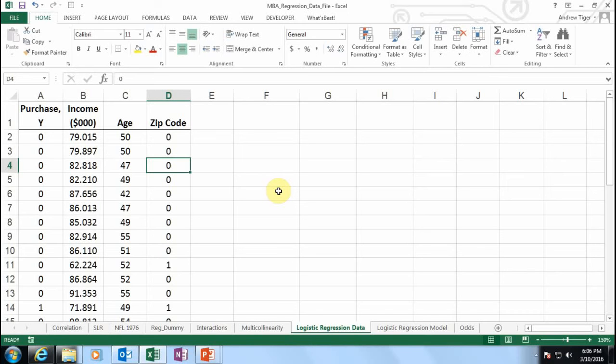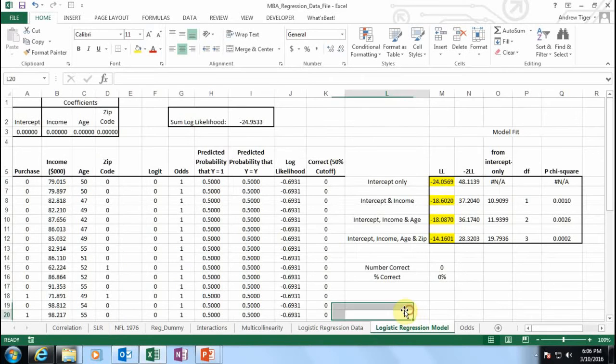If you don't understand the math, that's okay. All you have to do is copy and paste. But let's work our way through the template. The first thing is these are the coefficients for the regression equation, or the logit. There's the intercept, the income, the age, and the zip code.